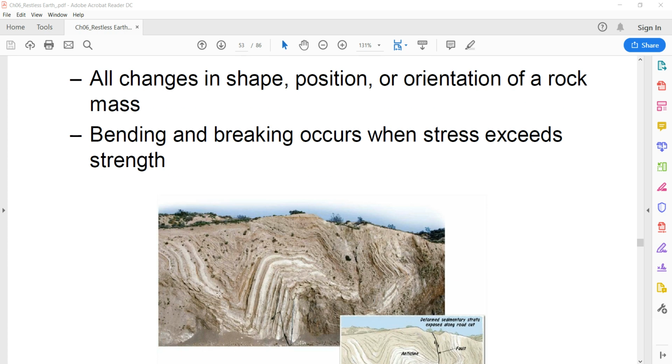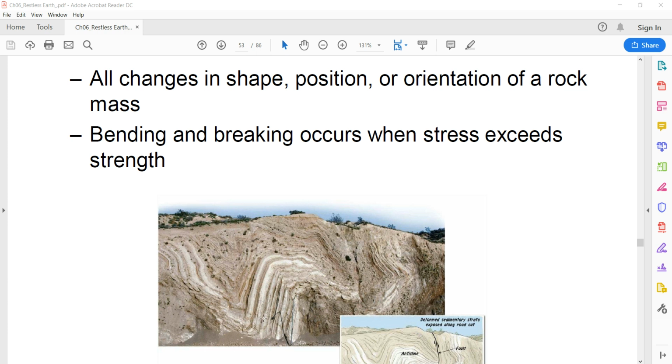Here is one example. You can see this is an exposed rock, and you can see there is a bending in the rock. You can see a very distinct wave-like structure here, and that is called a fold in the rock. This is again a kind of ductile deformation, because the rock did not shatter into smaller pieces. It just deformed its shape, just like a chocolate bar.